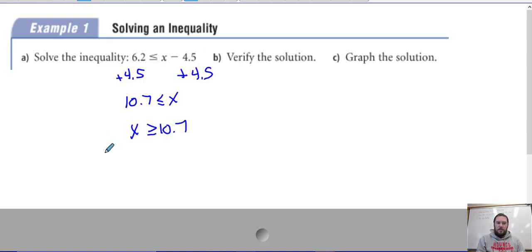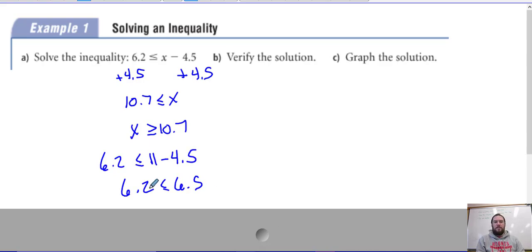So let's pick 11. So we get 6.2 less than or equal to 11 minus 4.5. So 6.2 less than or equal to, and 11 minus 4.5 is 6.5. And 6.2 is in fact less than 6.5. So we see that our value works. So we're pretty confident in our solution.